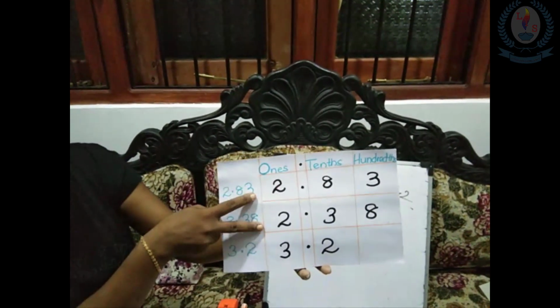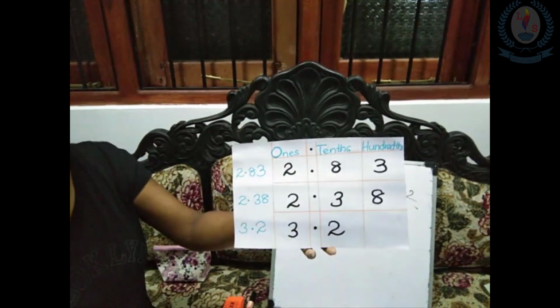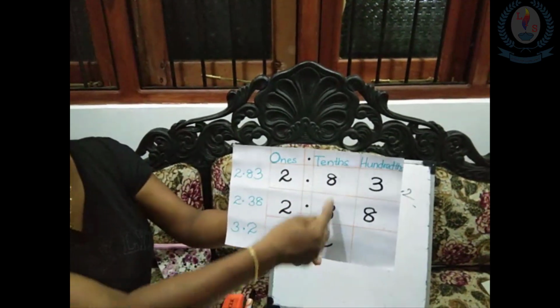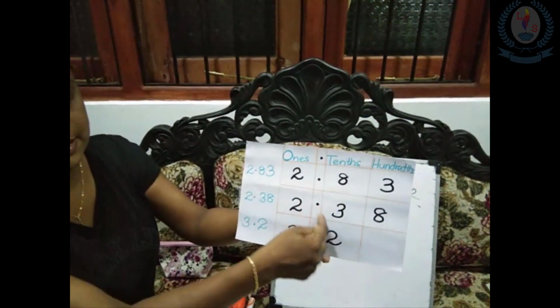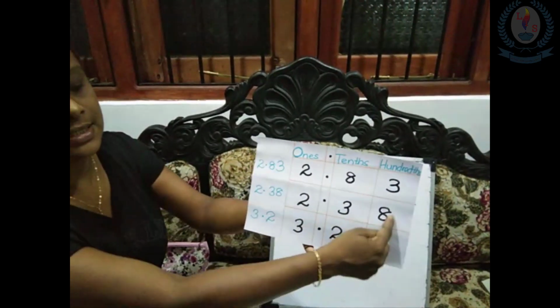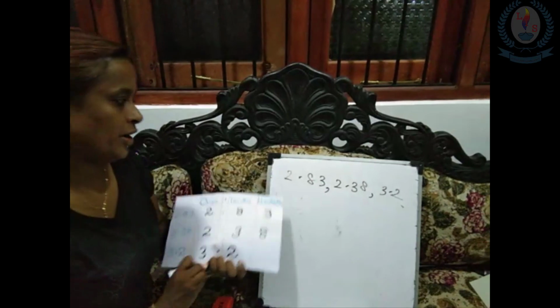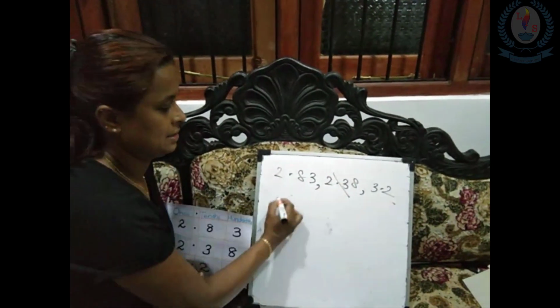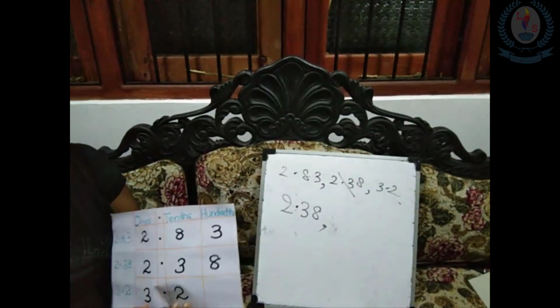As this is equal, let's go to the tens place. Tens place: 8 tens, 3 tens. So 3 tens is smaller than 8 tens. So we can select this as the smallest decimal. First one, 2.38. This is the smallest one.